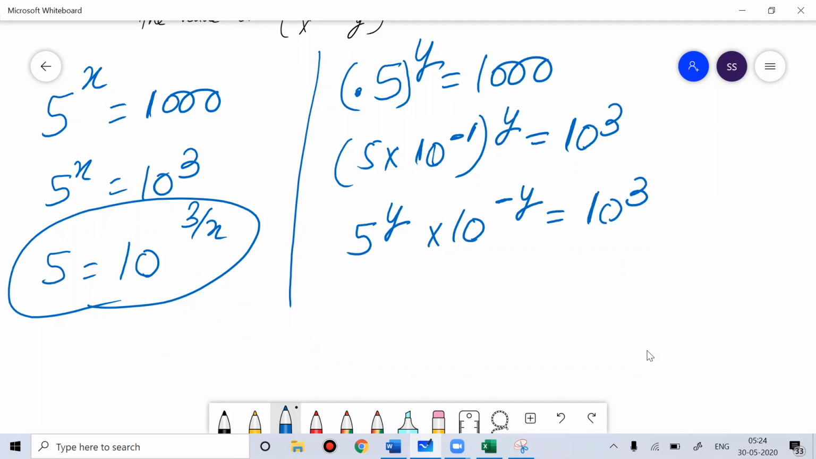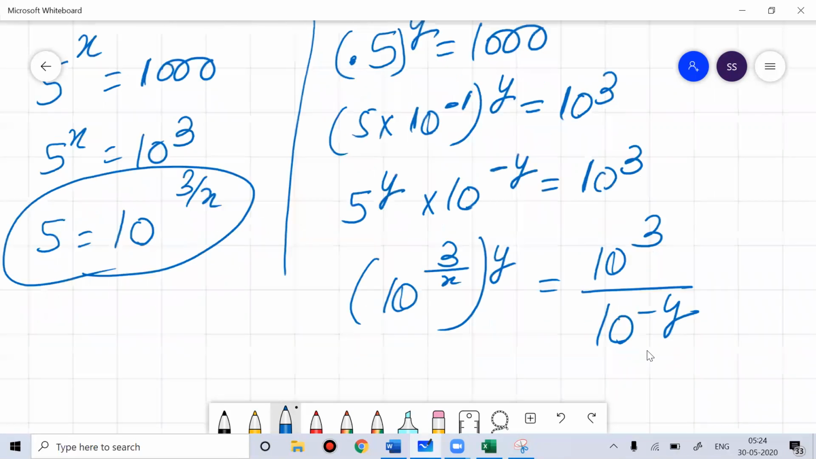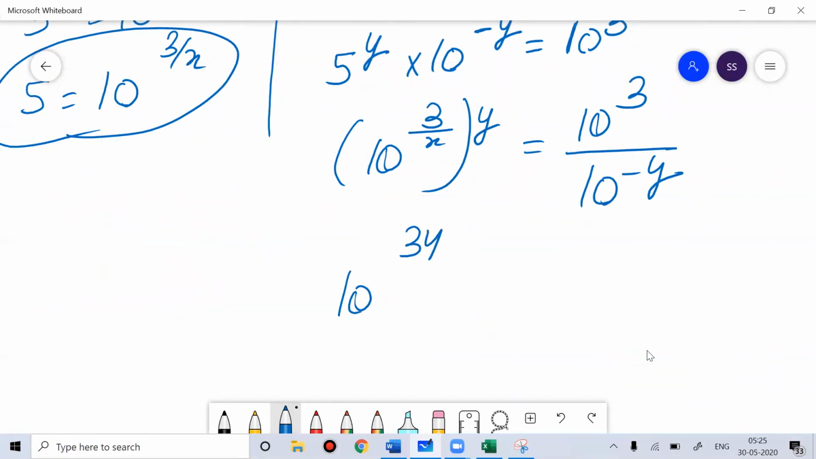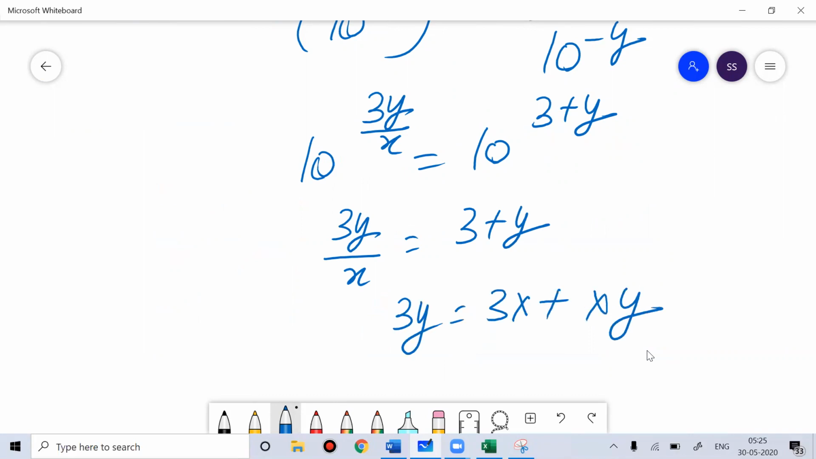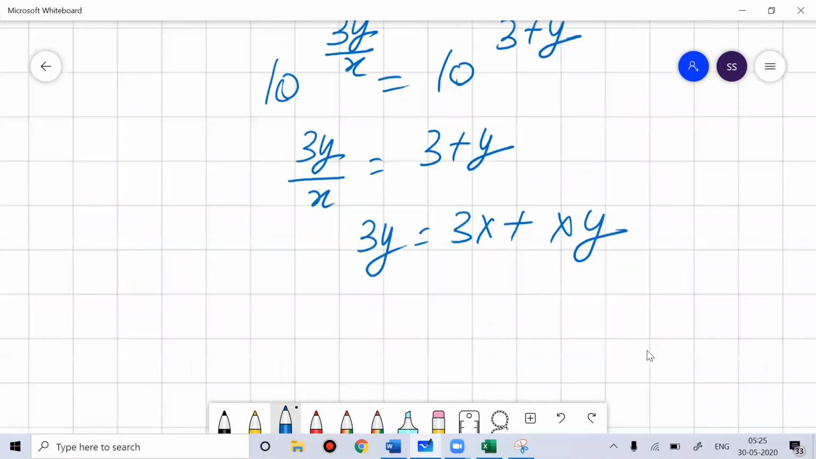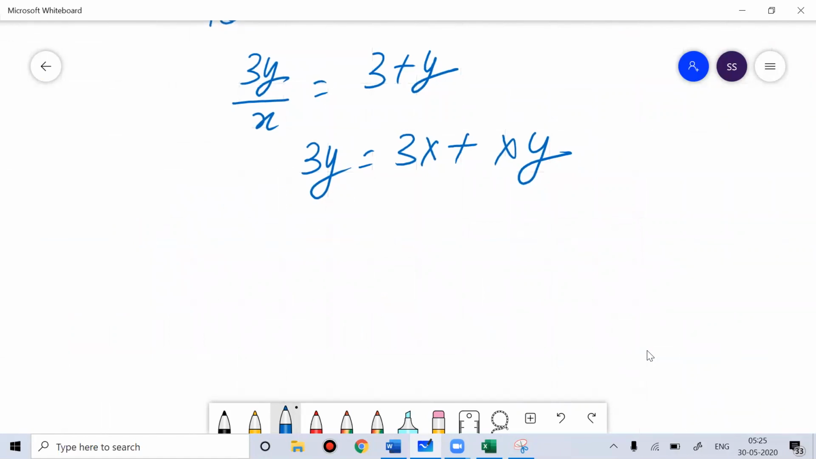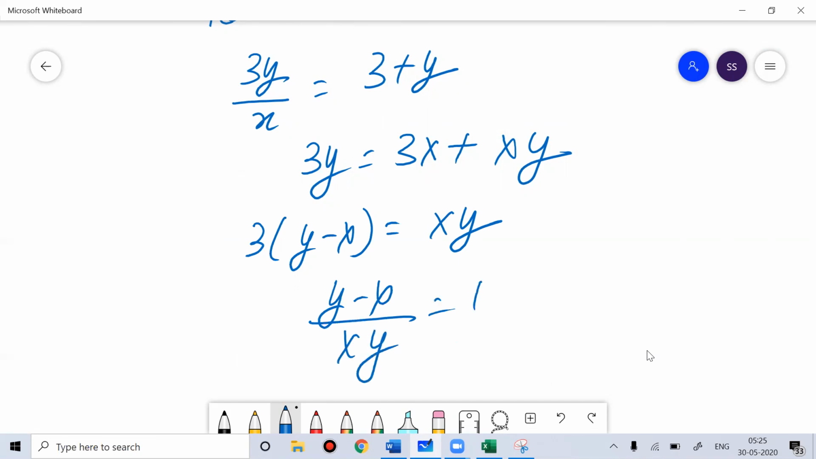In place of 5, I can write 10 to the power 3 by x, into y, is equal to 10 to the power 3 by 10 to the power minus y. This is 10 to the power 3y by x is equal to 10 to the power 3 plus y. So ultimately, I can say that 3y by x is equal to 3 plus y. So I can say 3y is equal to 3x plus xy. So if I write 3 together, y minus x is equal to xy. Okay, so I can write y minus x by xy is equal to 1 by 3.